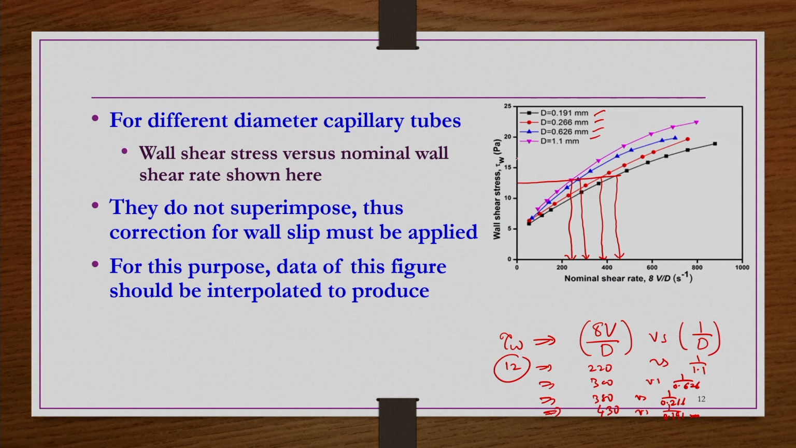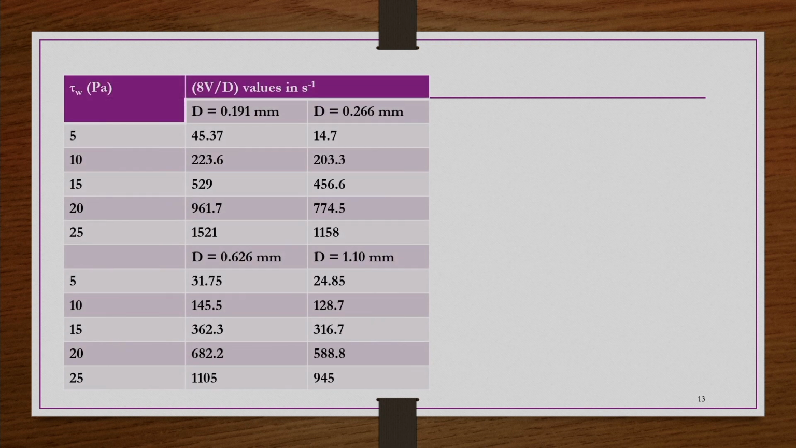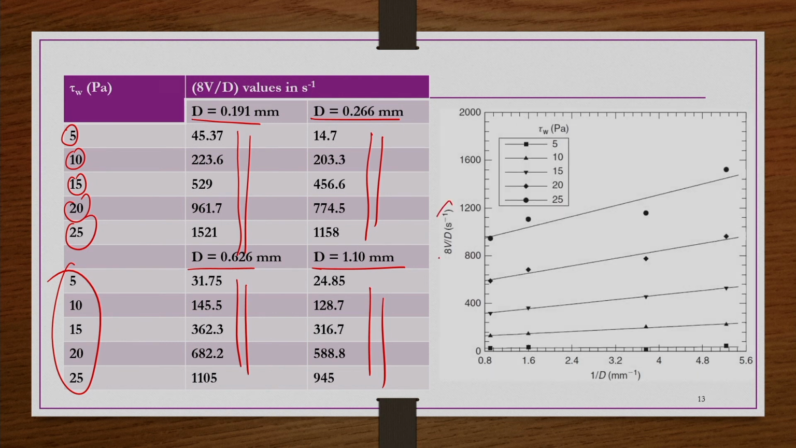Now, you take another tau W, maybe 17, draw a line like this, find out the corresponding values in a similar way, and then you tabulate them as shown here. So, I have taken tau W as 5, 10, 15, 20, 25. For each diameter of a capillary, the corresponding 8V by D values are tabulated here for different tau W values. Now, we are going to plot this 8V by D versus 1 by D for different tau W values.